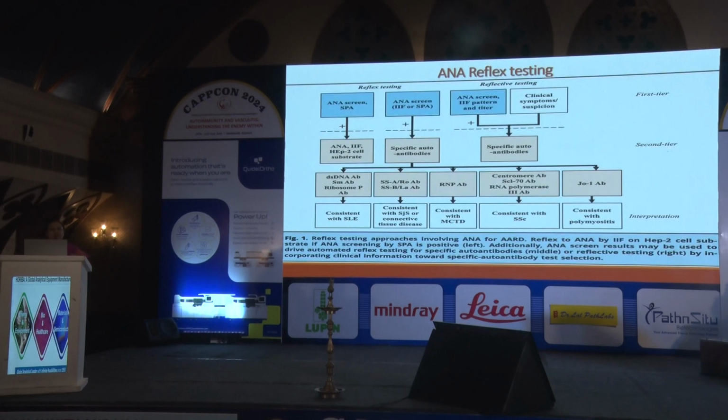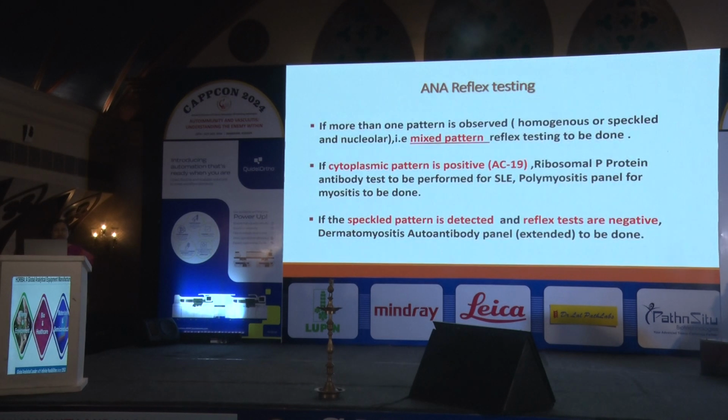And these are the two tiers, which I have already described: the ANA being positive, then dsDNA, Smith and ribosomal P very consistent with SLE; SSA Ro, SSB La very consistent with Sjogren's; RNP very consistent with MCTD; Scl-70 and RNA polymerase III with systemic sclerosis; and Jo1 antibody with polymyositis. So if more than one pattern is observed in the immunofluorescence, a mixed pattern, then we should go for reflex testing, that is, ENA has to be done.